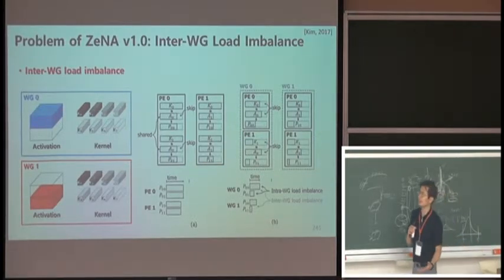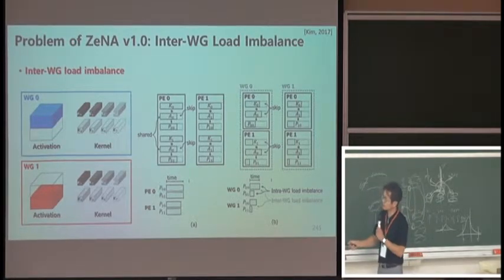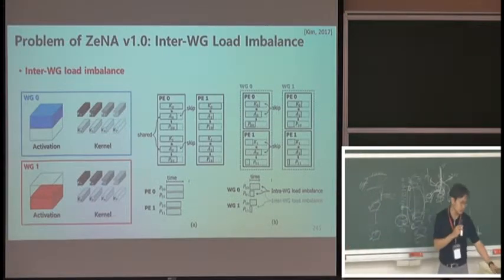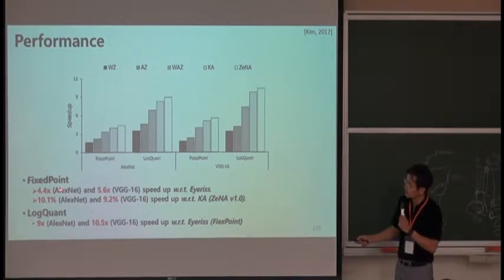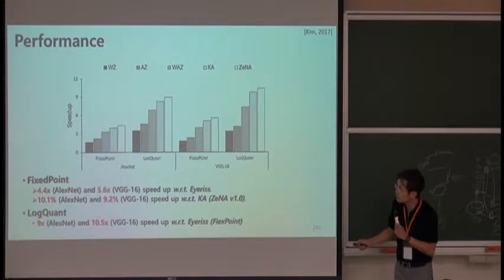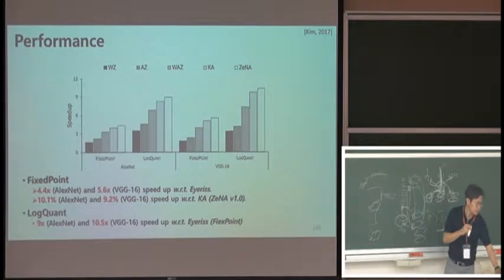After that, we did an additional optimization. We found another source of load imbalance between the working groups. If here we have many zero values, this one will finish the job earlier than this one. So we have that kind of load imbalance. We applied work stealing, the traditional work stealing method. This is the final result. In the case of AlexNet, 4.4 times speedup. In the case of VGG, 5.6 times speedup by exploiting zero values.